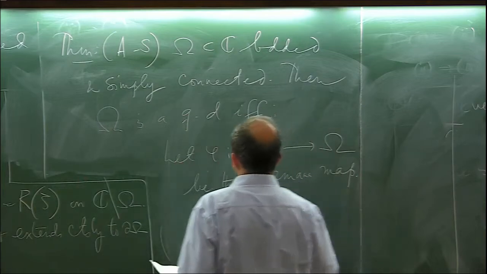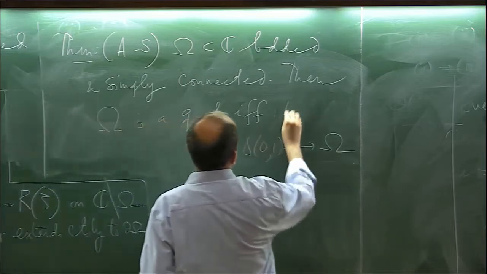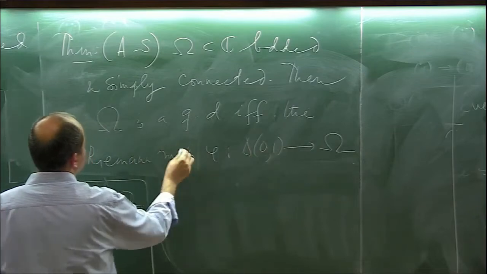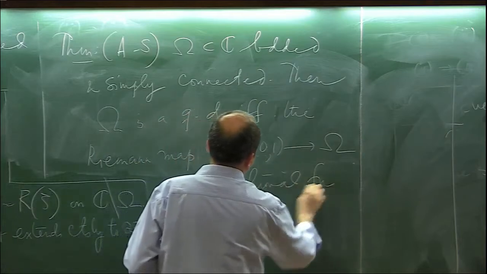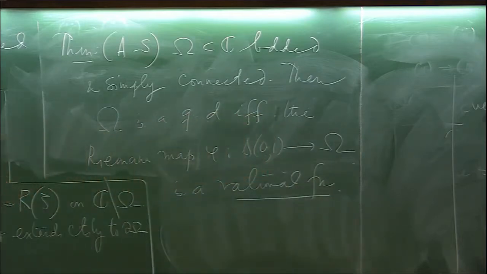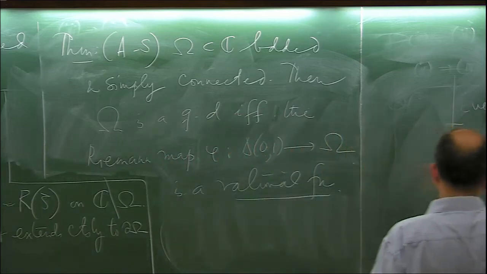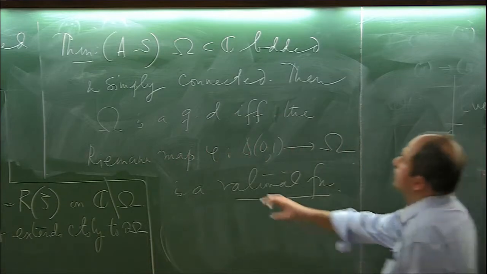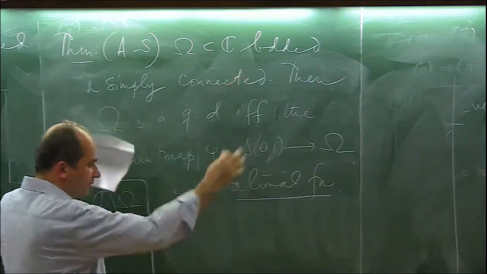I should state it properly. If and only if the Riemann map phi is a rational function. So this gives you a hold on the domain being a quadrature domain in terms of the Riemann map. So it's saying that the Riemann map must be a rational function.